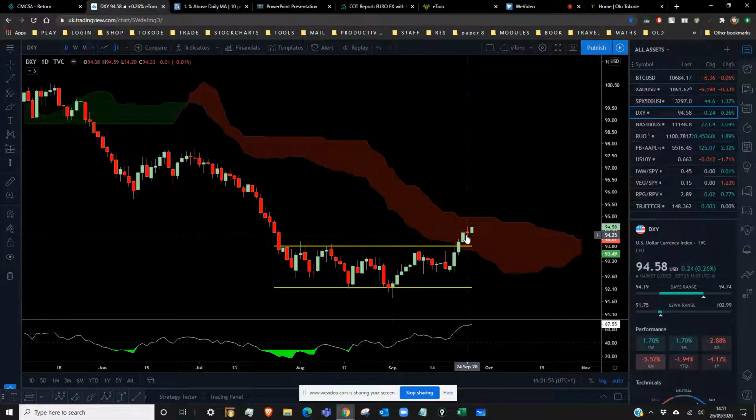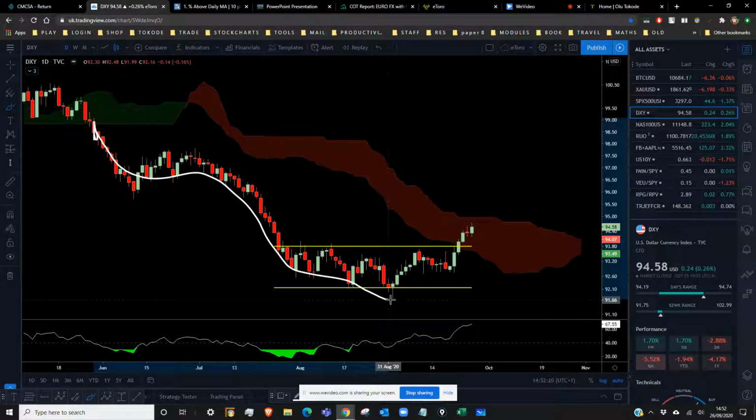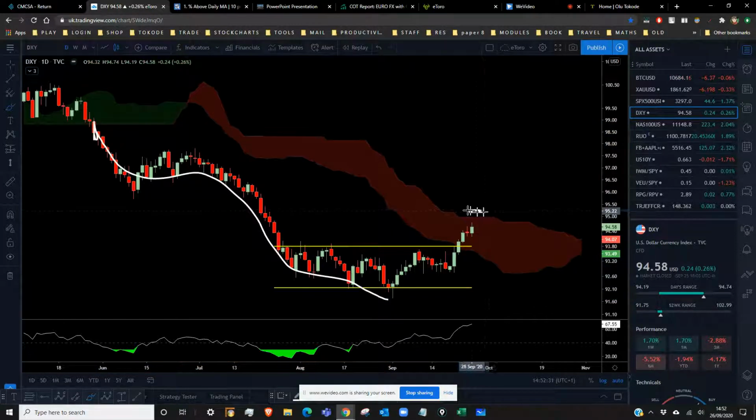Number 3 on my checklist, I need to see a change in the bias. When price or the index is below the Ichimoku cloud, then it has a bearish bias. So the US dollar index has been bearish since 28th of May, right here. From this day, it's been bearish. But I need to see a change in that bias. And that change will occur when this index closes above the Ichimoku cloud, somewhere here. That's the change in bias I am looking for next.